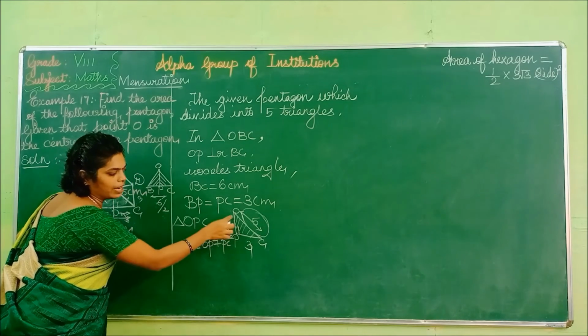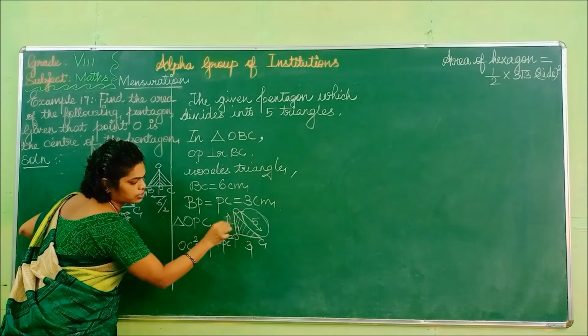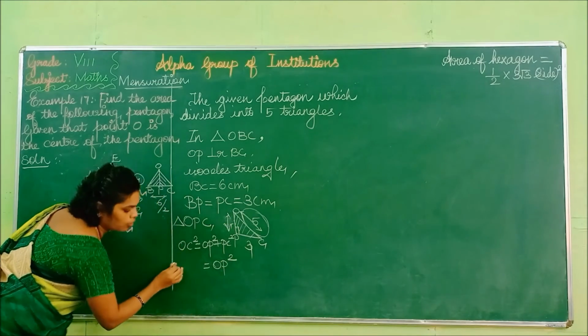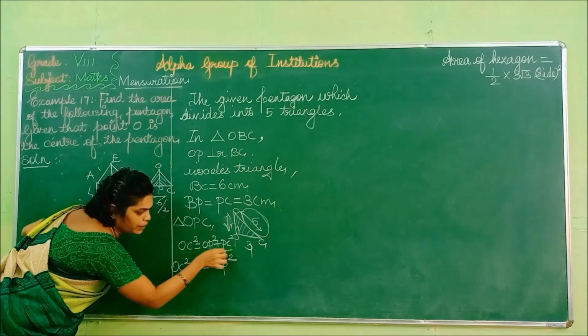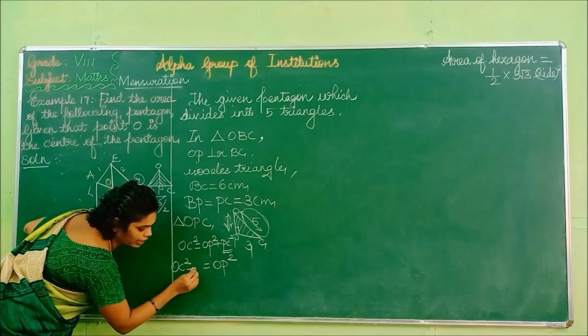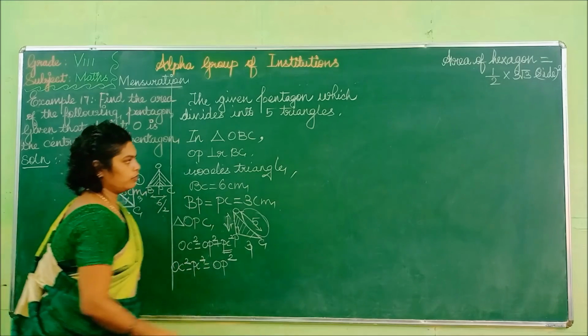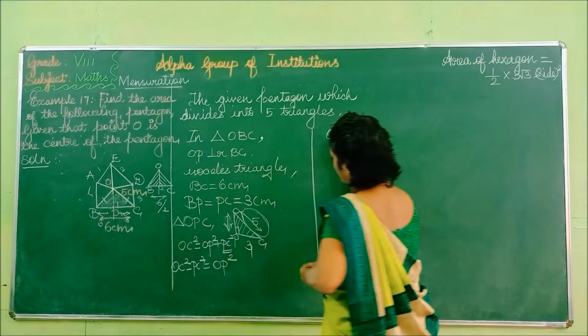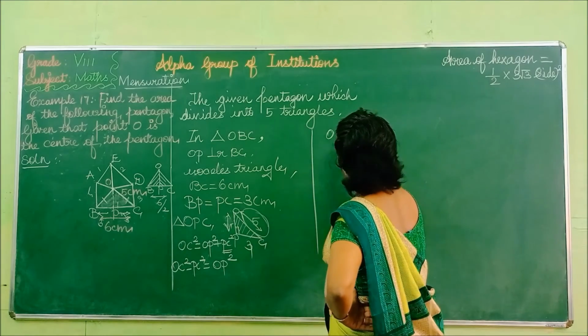We don't know the value of OP. We don't know the value of this OP. So you can keep OP, then OC squared, and this PC comes to the left hand side as negative PC squared. Now find the values. You can write OP squared only.